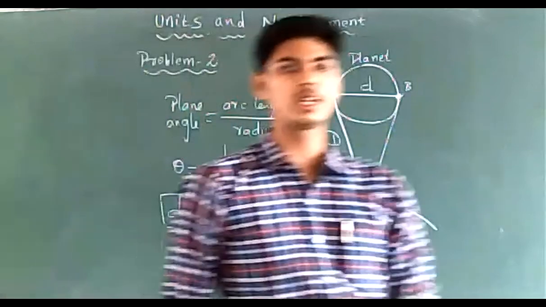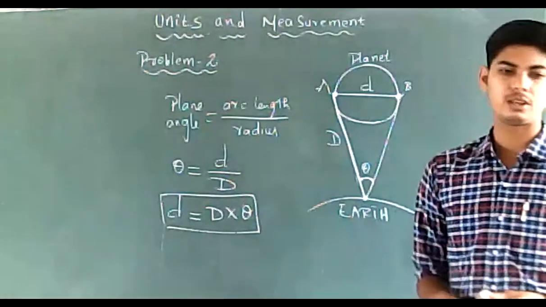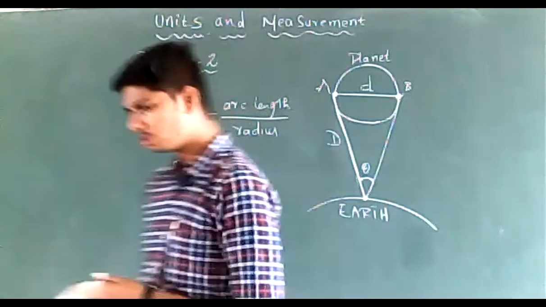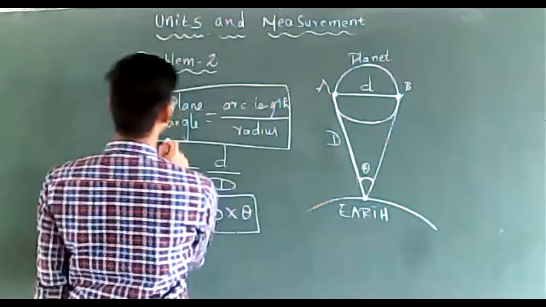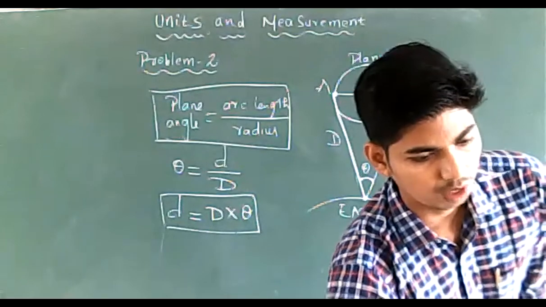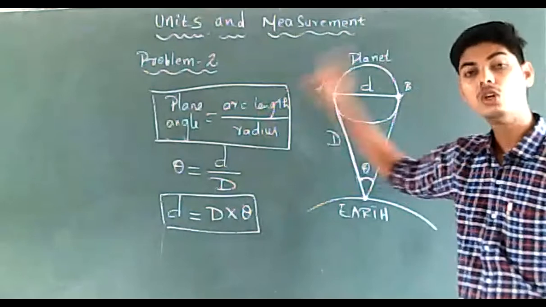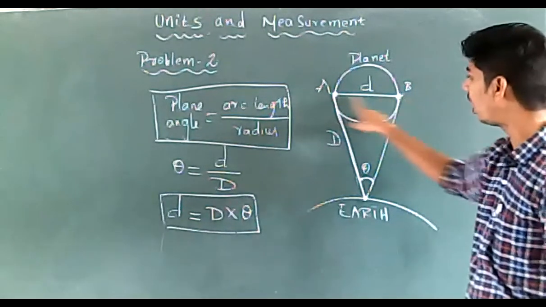This is how we can estimate the diameter of a planet or the diameter of a star, whatever is given to you. So what is important here is that you must always make use of the plane angle formula. Plane angle is equal to arc length divided by radius. You must remember this basis will serve as the arc.